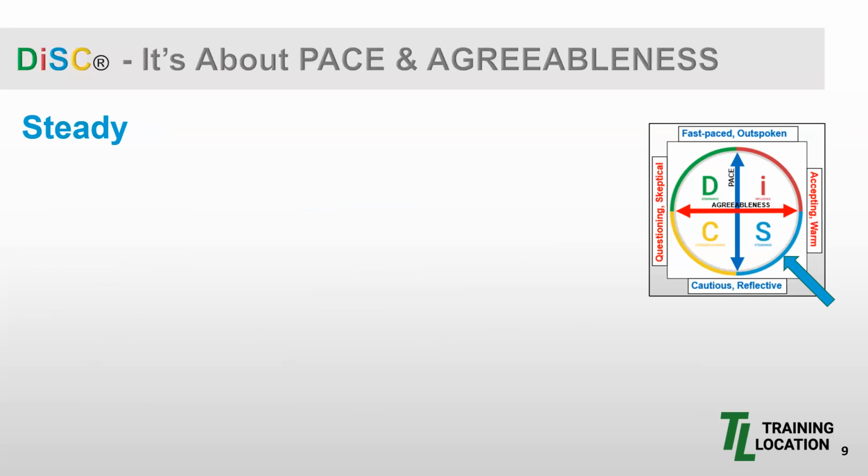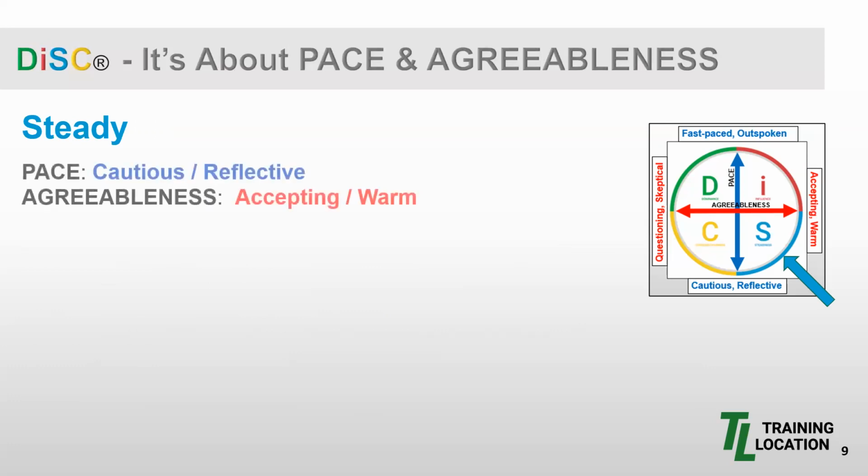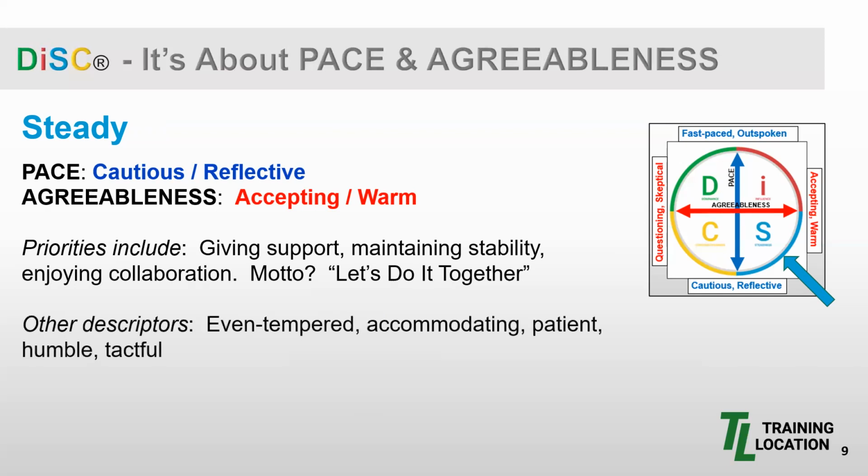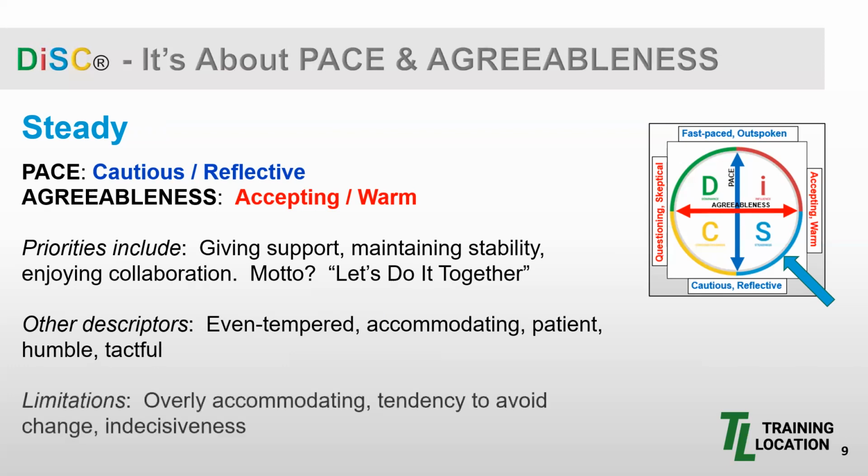Next is steady. The S are steady. We see a pace of cautious and reflective combined with agreeableness of accepting and warm. Their priorities include giving support, maintaining stability, enjoying collaboration. If they had a motto, it would be let's do it together. Other descriptors of an S: even-tempered, accommodating, patient, humble, tactful. If the S has a limitation, it can be overly accommodating, maybe even have a tendency to avoid change and or even show indecisiveness under stress.